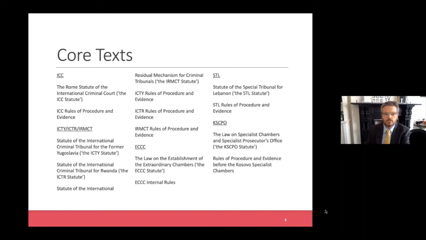The ICC has the Rome Statute of the International Criminal Court, known as the ICC Statute, and its rules of procedure and evidence. Each of the ICTY, ICTR, and IRMCT have their own statutes, together with rules of procedure and evidence. The ECCC has the law on the establishment of the Extraordinary Chambers and their internal rules. The STL has the statute for the Special Tribunal for Lebanon and its rules of procedure and evidence. And the KSCPO has the law on Specialist Chambers and Specialist Prosecutor's Office. Slide 4, please.